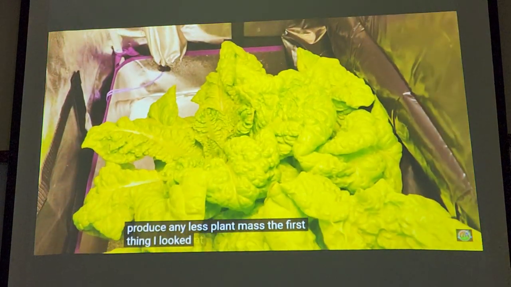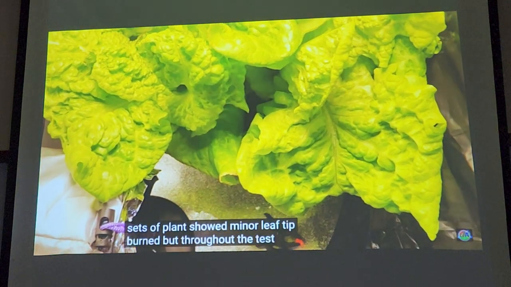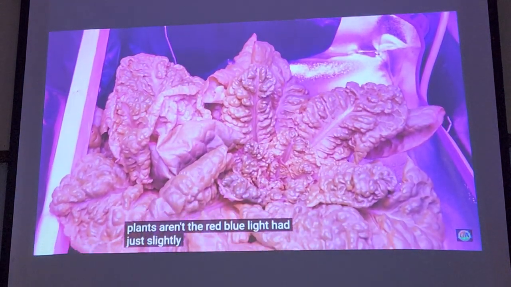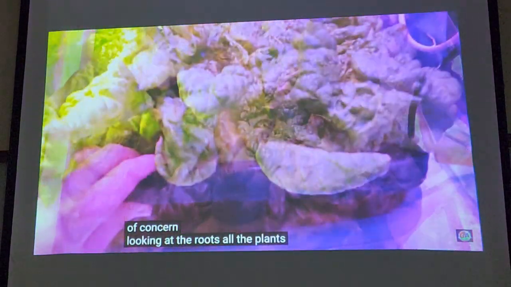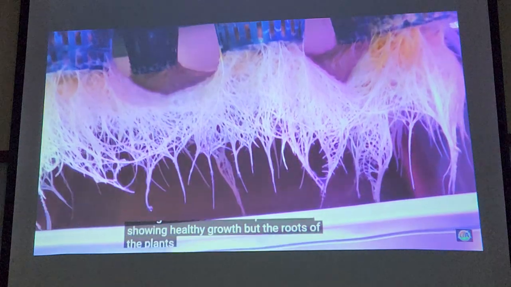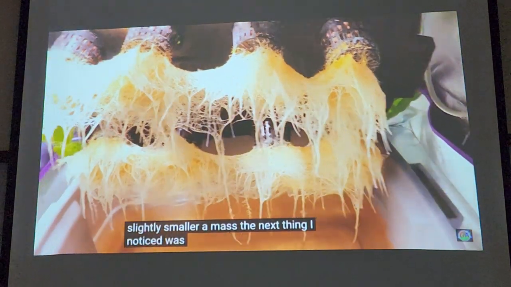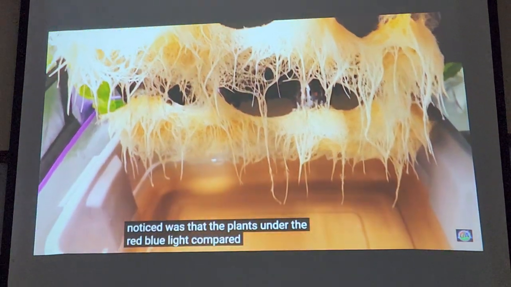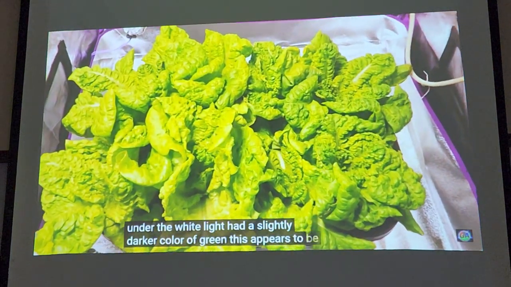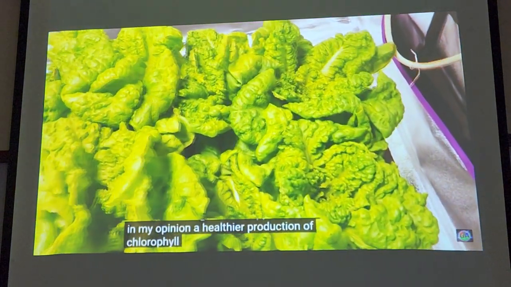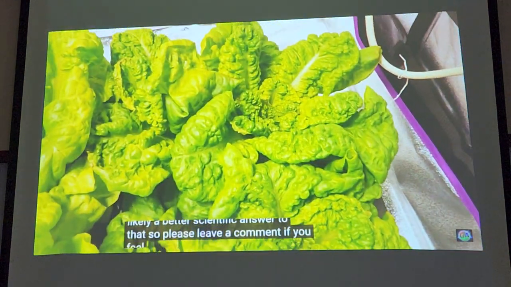The first thing I looked at was leaf tip burn. Both sets of plants showed minor leaf tip burn, but throughout the test, the plants under red blue light had just slightly more, but not enough to be of concern. Looking at the roots, all the plants were showing healthy growth, but the roots of the plants under red blue light were slightly smaller in mass. The next thing I noticed was that the plants under red blue light, compared to the plants under the white light, had a slightly darker color of green. This appears to be, in my opinion, healthier production of chlorophyll in the leaves, but there is likely a better scientific answer to that, so please leave a comment if you feel differently.